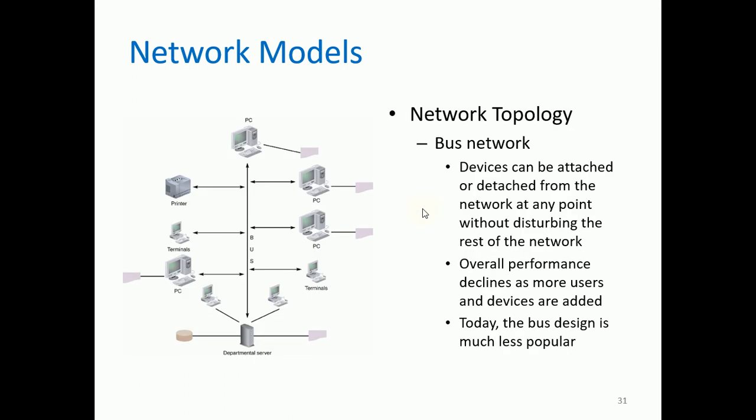Next we have the bus network. The characteristic of a bus network is that devices can be attached or detached from the network at any point without disturbing the rest of the network. Overall performance declines as more users and devices are added, because in a bus network the bandwidth is shared. That's why if you add more users, the performance declines. Today, the bus design is much less popular because we are using other network topologies.